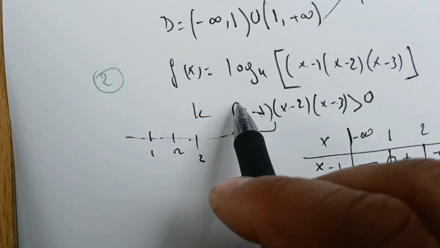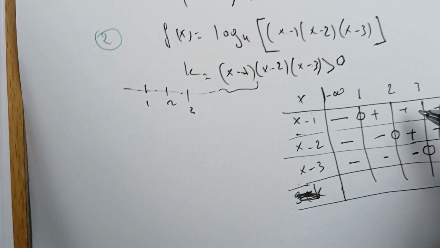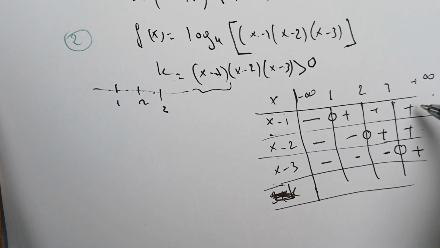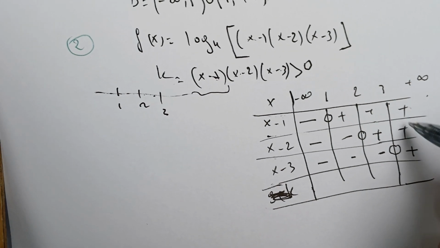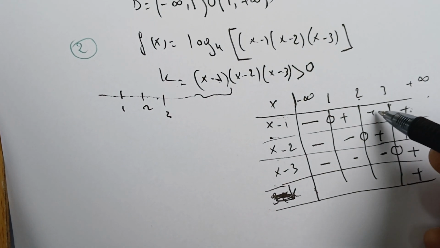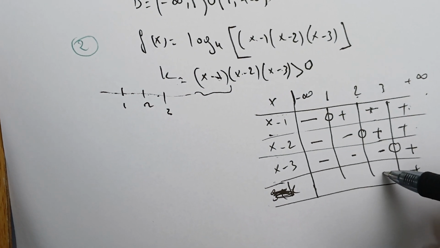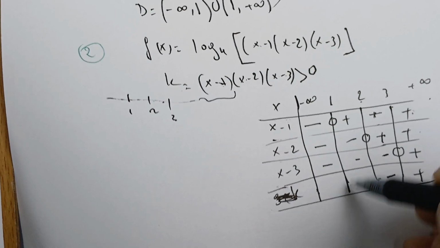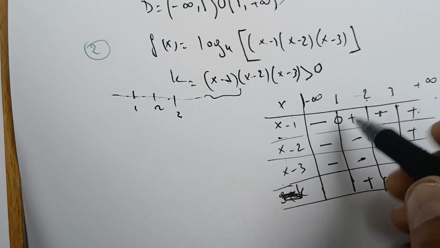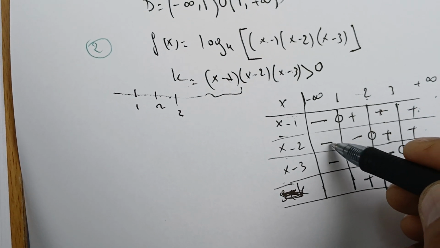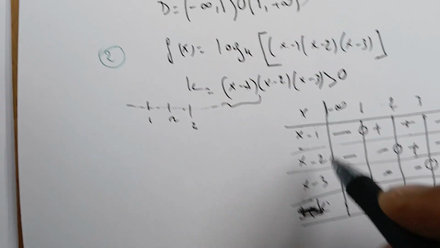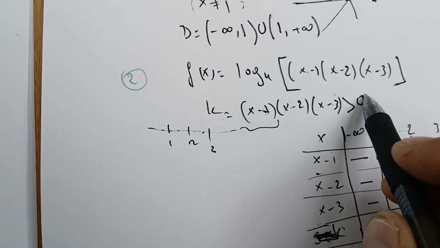Now, to get the sign of this k, I have to do the product. On the interval 3 to plus infinity, I have all of them positive, so I do the multiplication. Between 2 and 3, I have plus times minus, it's a minus. Between 1 and 2, I have plus times minus times minus, it's a plus. Between minus infinity and 1, I have minus times minus, a plus, times a minus, it's a minus. So now I can read the sign of this k.